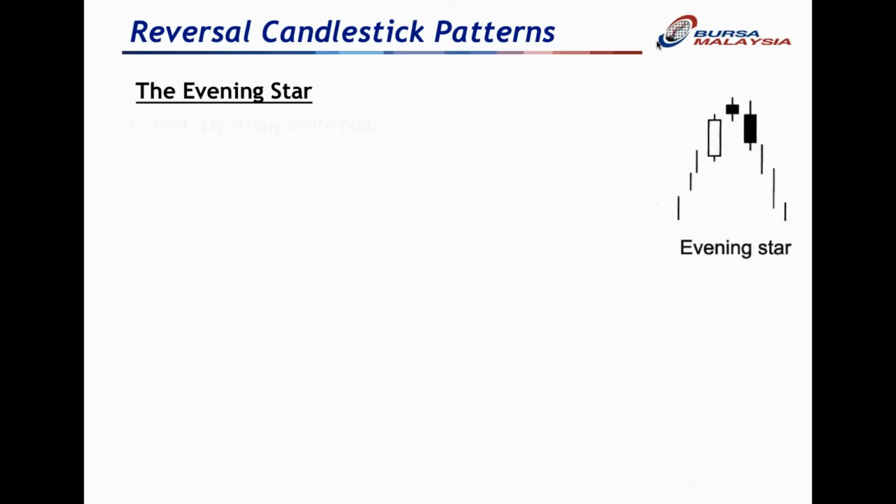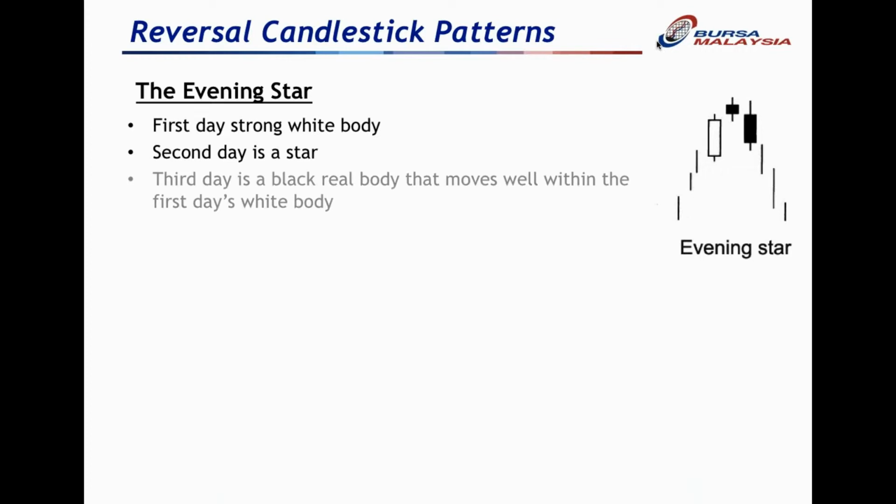Now the next star we want to look into is the evening star. The evening star is the opposite of the morning star, where a morning star could represent a sunrise, and an evening star could represent a sunset. A sunset is usually not very good because it means that the day is likely to be over, and in this candlestick pattern it means that the uptrend is about to reverse. Okay, so this is an evening star, and an evening star appears in the uptrend. On the first day we see a strong white body, and the second day we see a star, and the third day we see a black real body that moves well within the first day white body. So that's what we call an evening star.